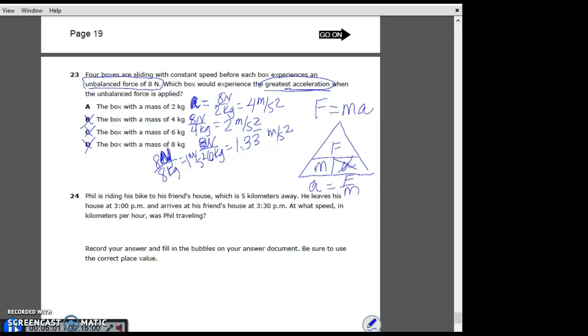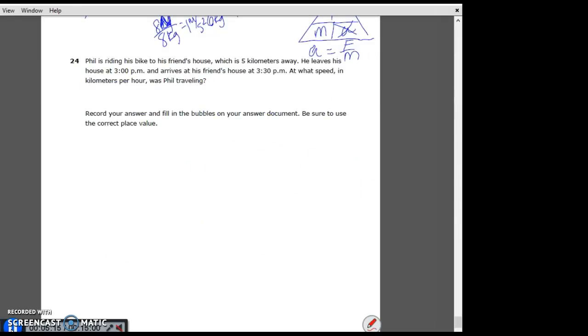And again, if we go back to Newton's second law, we know the one with the smallest mass, if forces are all equal, is going to have the greatest acceleration. So we could have answered this without the math, but we just proved that that is definitely the correct answer. Number 24, Phil is riding his bike to his friend's house, which is 5 kilometers away.